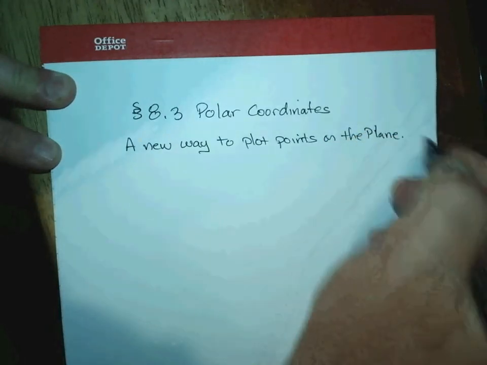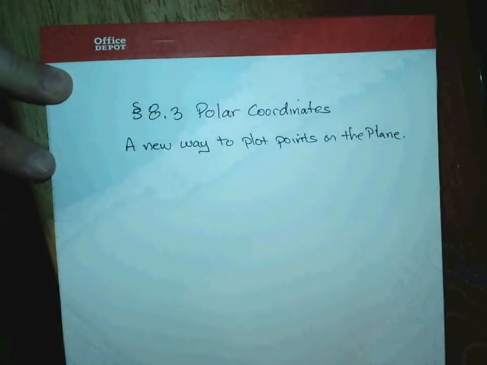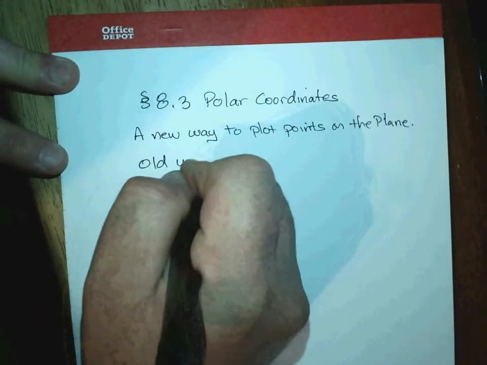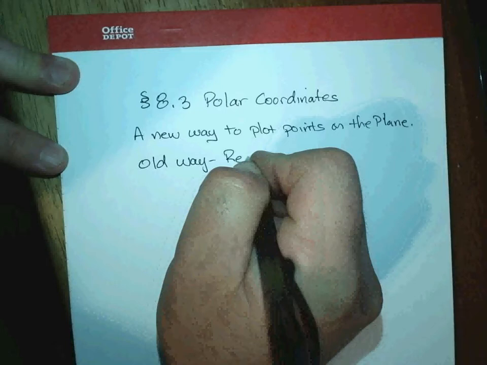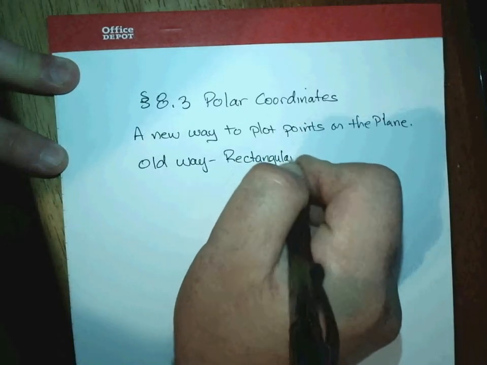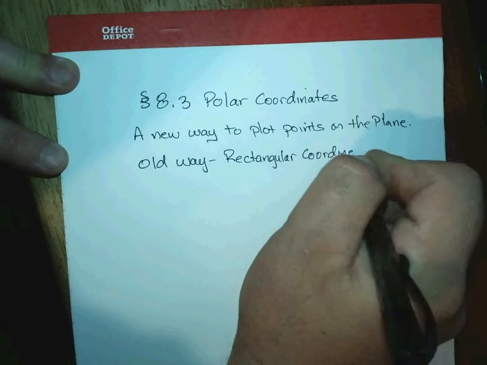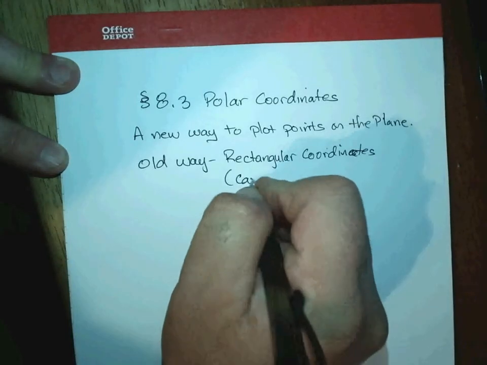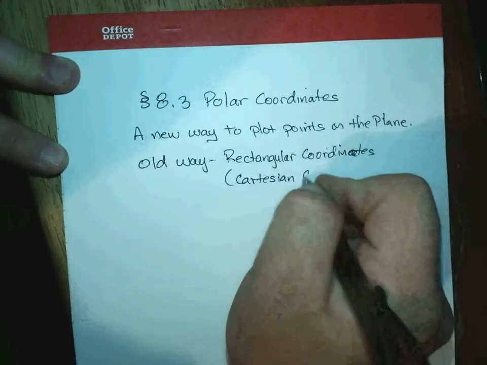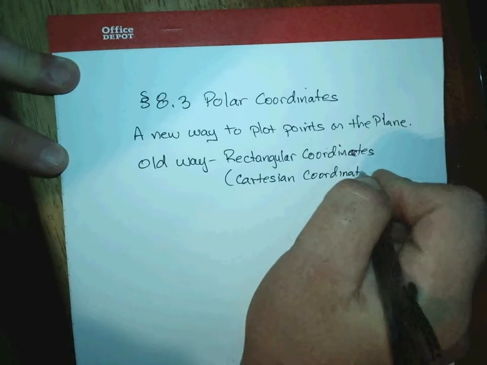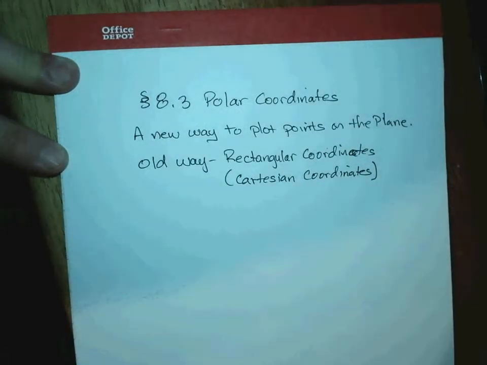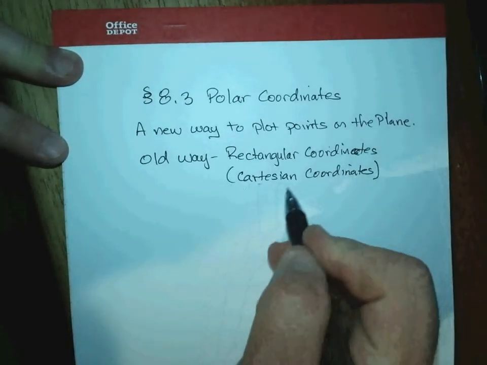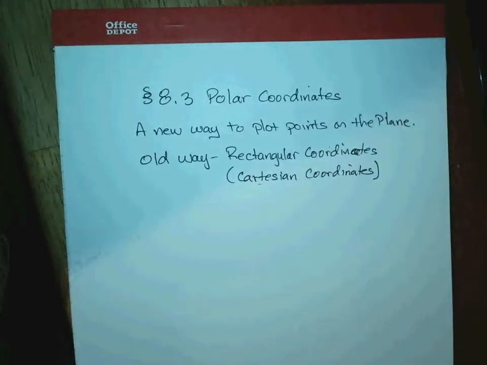So, since we want to talk about a new way to do this, let's make sure we understand the old way, what we mean by the old way. The old way is to use what we call rectangular coordinates, also referred to as Cartesian coordinates. Rectangular coordinates may be a better name to actually describe what this looks like. Cartesian coordinates is just an homage to René Descartes, who was the mathematician who popularized this technique.